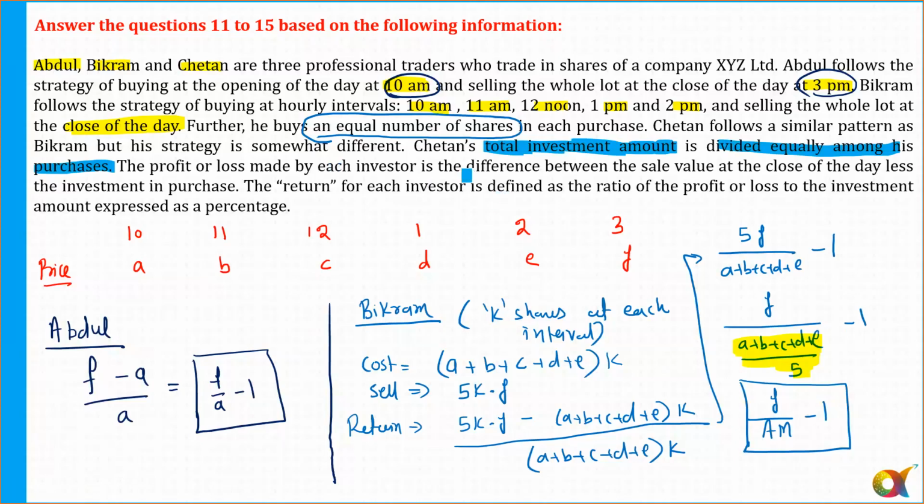So on the next slide, I'm going to write for Chetan. So that is Chetan. Let us assume Chetan is investing an equal amount on each of these purchases. So let us assume Chetan is investing rupees P on each investment.